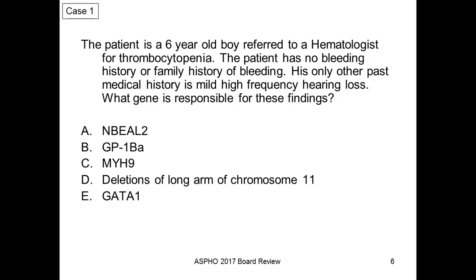I'll give each photo a few seconds for you to look at, and then I'll present the question in the vignette. So in this case, the patient is a 6-year-old boy referred to a hematologist for thrombocytopenia. This patient has no bleeding history or family history of bleeding. His only other past medical history is a mild high-frequency hearing loss. And so what gene is responsible for these findings? NBEAL2, GP1BA, MYH9, deletions of the long arm of chromosome 11, or GATA1.